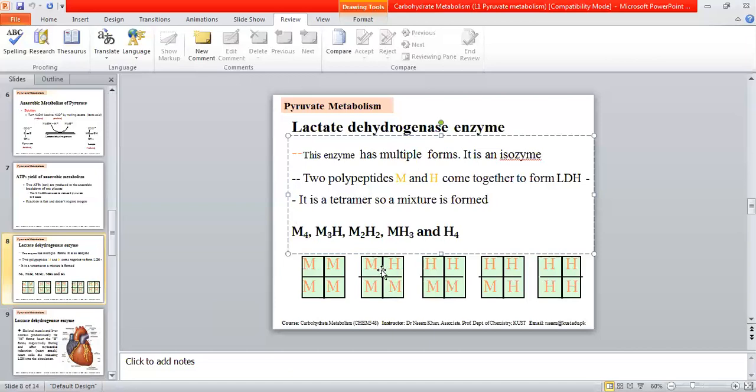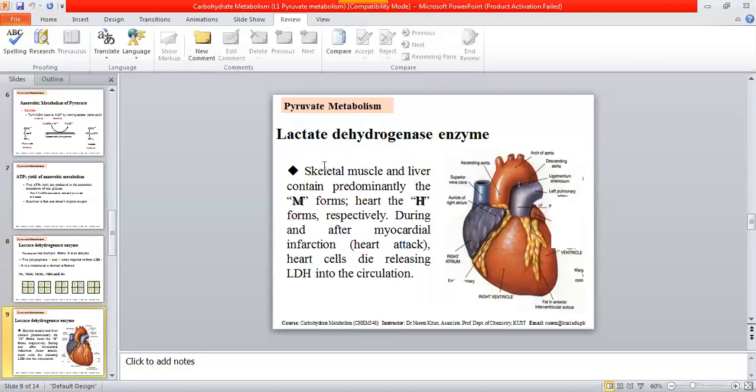This knowledge of the M4 to H4 forms has a very medical application. Look here. Skeletal muscles and liver contain predominantly the M forms. Heart contains the H forms. So look at this.